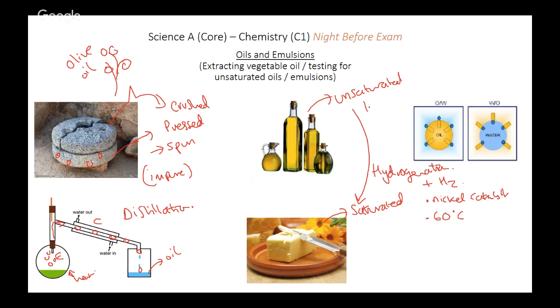Unsaturated oils are a lot healthier than saturated oils. These are quite unhealthy, can lead to cholesterol buildup in your body. The hydrogenation process turns the oil into something that tends to be a solid at room temperature when you've saturated it, but the unsaturated ones tend to be a liquid. They're a lot healthier. Again, test for unsaturated oils using the bromine water, which goes from orange to colourless if they find that carbon-carbon double bond in there.